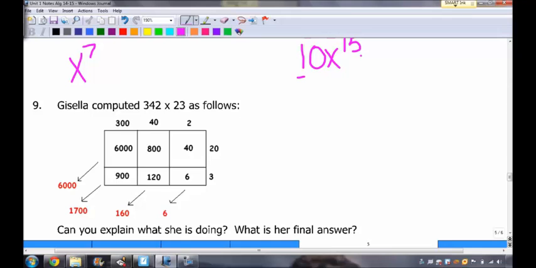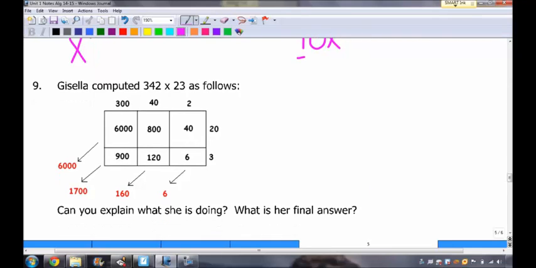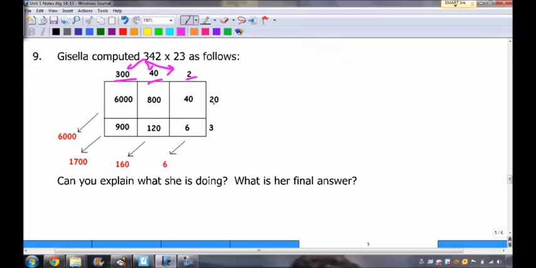Gisela computed 342 times 23 as follows. So she did 300 here, 40 here, and 2 here because she just broke it up into the different pieces right here, okay? And then 20 and 3 were right here because, again, she broke it up into the different pieces. So can you explain what she's doing? So hopefully you understand that what she's doing is that she is just splitting it all up right here.